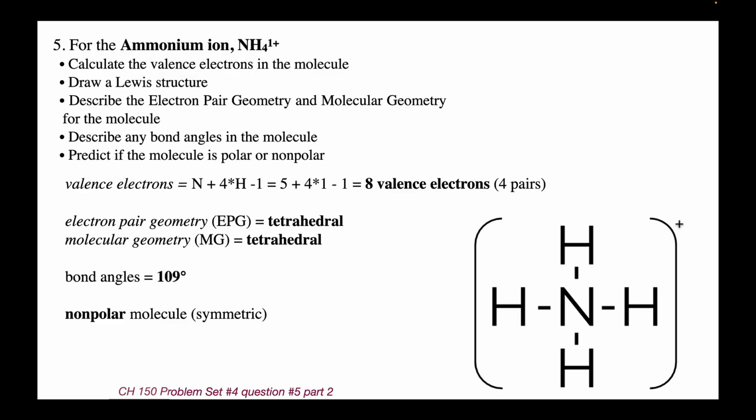Here's an example with some better pictures than the instructor can draw. And you can see once again that it's 5 plus 4 minus 1, 8 valence electrons.